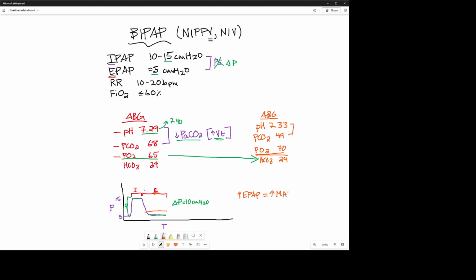And increasing mean airway pressure drives oxygenation. Another way you can think about this is it also increases the FRC. That's another concept that some of the test questions will reference. So increasing EPAP, same thing as PEEP or CPAP. Increasing the expiratory positive airway pressure increases the mean airway pressure, increases the FRC, and increases the PO2.